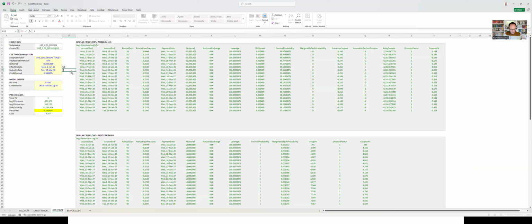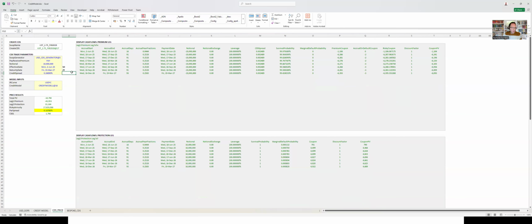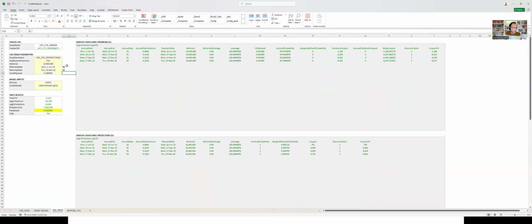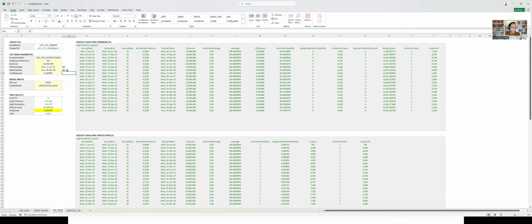Let's change something so we can see it moving. So you can see this is a 2 year. I want maybe a 1 year. And you see my par spread is changing. I go back to 5 year. I'm getting back here, and I've put in the par rate in this case.